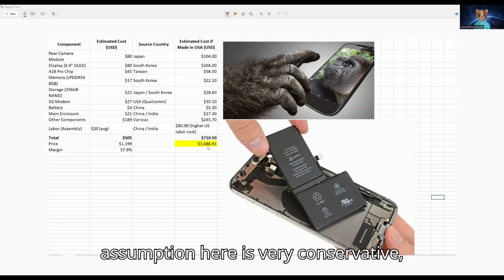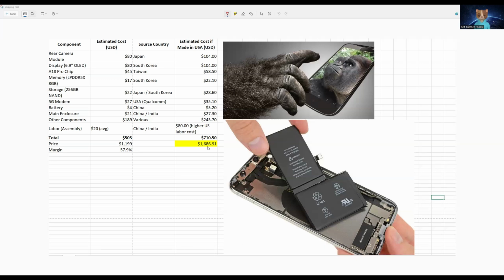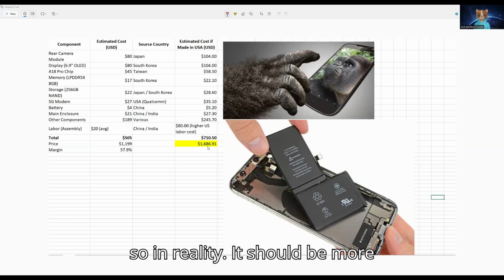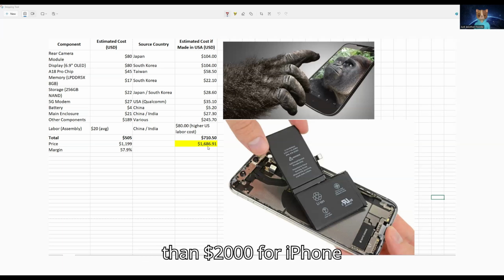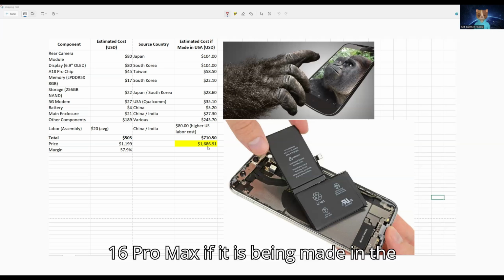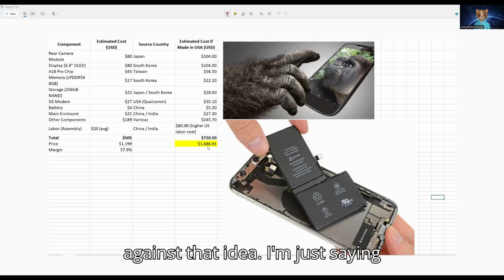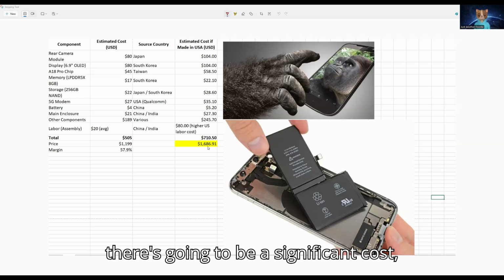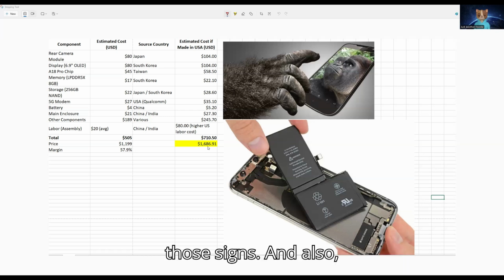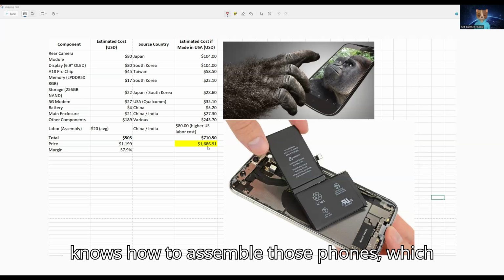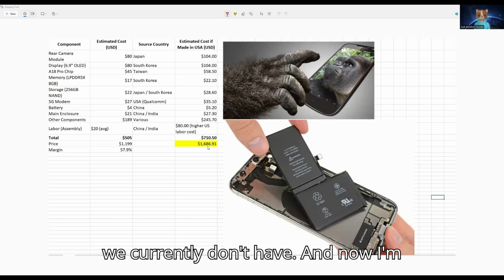But my assumption here is very conservative. So in reality, it should be more than $2,000 for an iPhone 16 Pro Max if it is being made in the USA. Okay, I'm not saying I'm against that idea. I'm just saying there's going to be a significant cost for the consumers to pay for those phones. And also, like I said, in order for us to manufacture iPhones in the United States of America, we need to have skilled, trained workers who know how to assemble those phones, which we currently don't have.